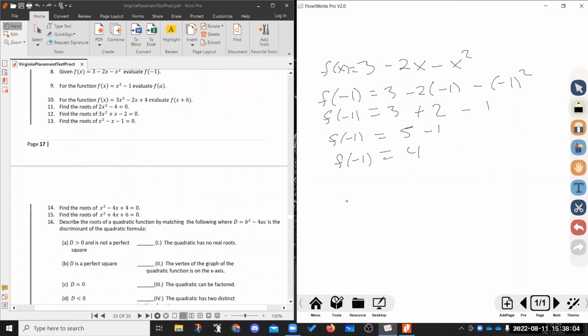We can also evaluate something at a variable to change our variable. So if I have f of x is x squared minus 1, then I can just replace the x's with a's and say that that's a squared minus 1.